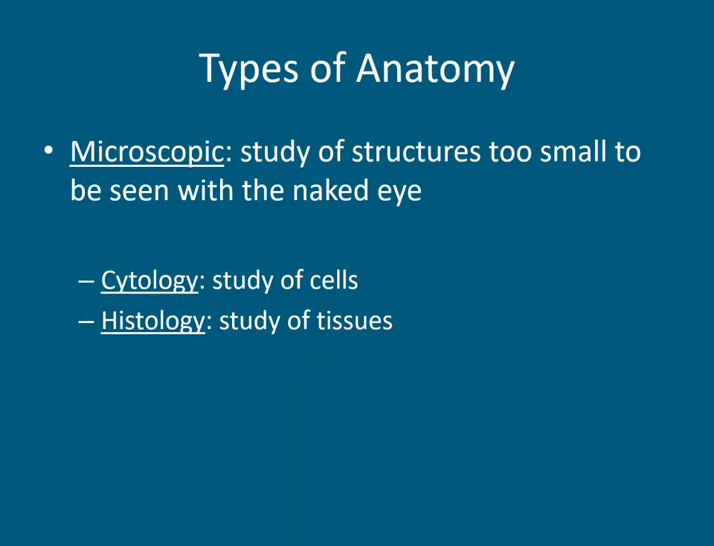Microscopic anatomy is where you are looking at structures that are too small to be seen with the naked eye. So you're going to have to use a microscope in order to see this. Two subdivisions of this are cytology. Cyto means cell, so this is the study of cells. And histology, histo refers to tissue, so it's the study of tissues.